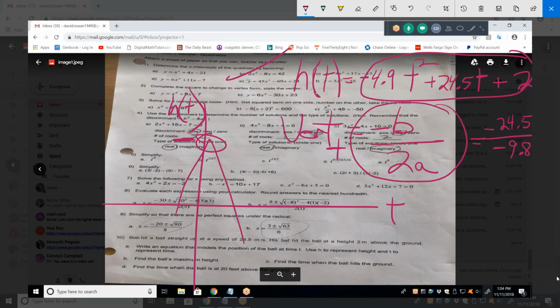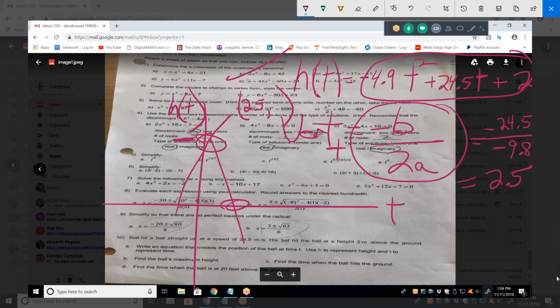Okay? So I have my calculator. Let me use it. Actually, I don't need the minus. 24.5 divided by 9.8 equals 2.5. Okay. So that means this point has an x-coordinate of 2.5.